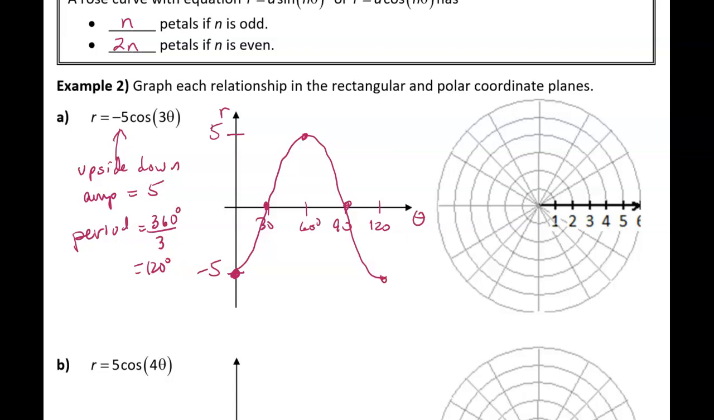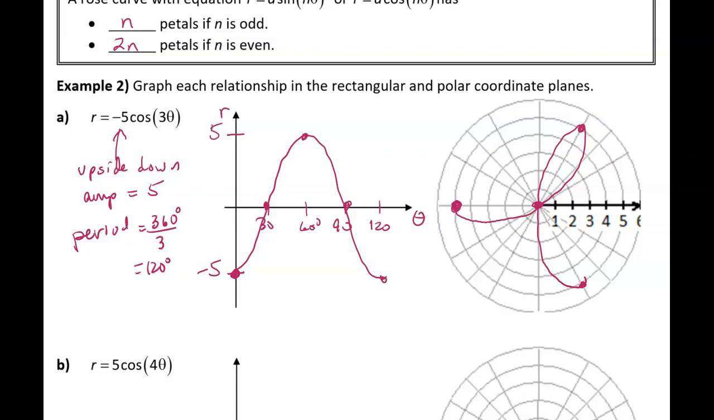And so our radius starts at negative 5 when we're at 0 degrees. By the time we get to 30 degrees, the radius goes down to 0. Then between 30 and 60, the radius goes back up to 5. And then between 60 and 90, the radius goes back down to 0. Between 90 and 120, the radius goes to negative 5. So notice we're on the opposite of the 120 degree spoke.